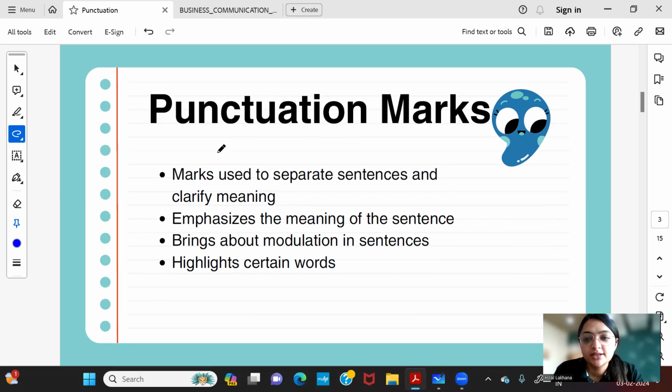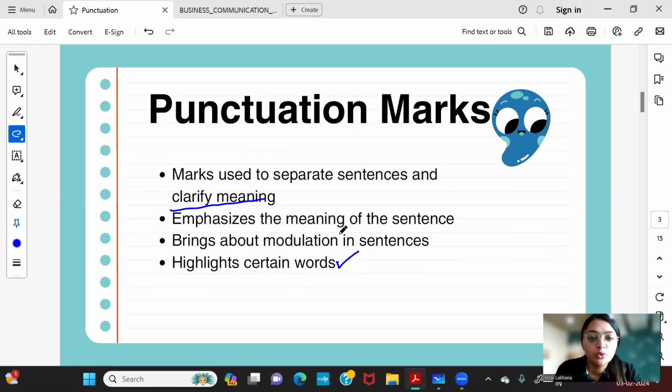It helps us understand the tone of the speaker while they are writing or even when they are orally speaking. Punctuation marks help in understanding and marking the separate sentences, and also within those sentences to clarify the meaning. As I was mentioning earlier, it emphasizes the meaning of the sentence and brings about modulation in sentences, that is, to express the tone of the user, and it also helps in highlighting certain words. This way, punctuation marks in the English language are as important as the parts of speech.